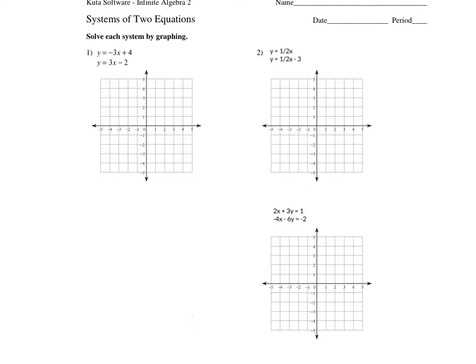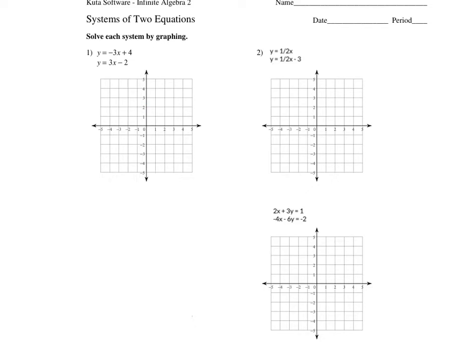So our very first problem up here, we have the equations y equals negative 3x plus 4 and y equals 3x minus 2. So what we want to do is we want to graph those and we want to find their intersection, and their intersection is going to be our solution.